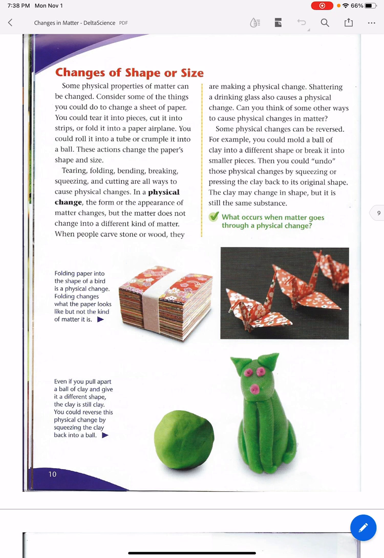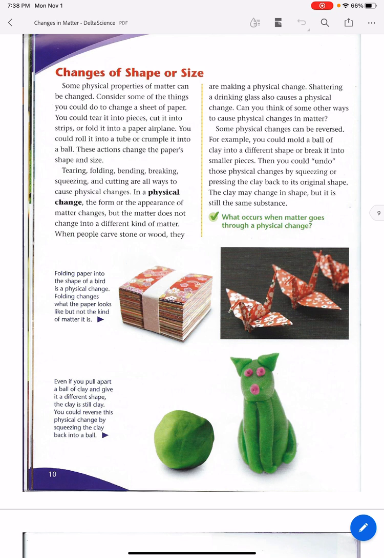Some physical changes can be reversed. For example, you could mold a ball of clay into a different shape or break it into smaller pieces. Then you could undo those physical changes by squeezing or pressing the clay back into its original shape. The clay may change in shape, but it is still the same substance.